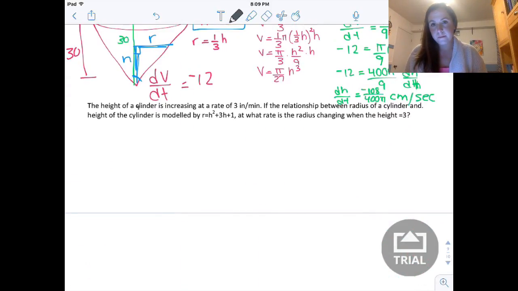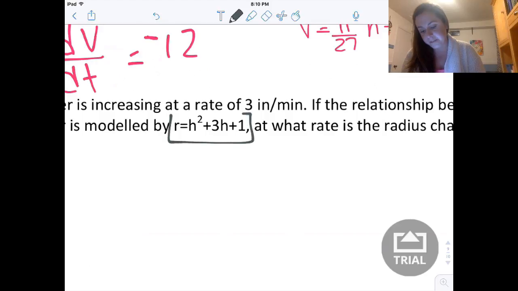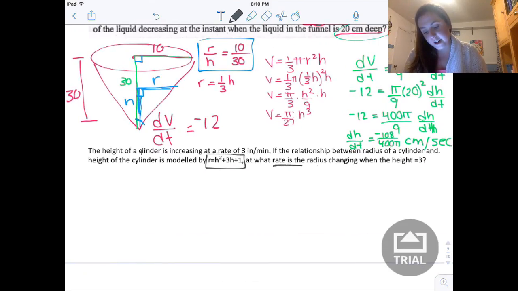Okay, lastly, we're talking about this one. They give you this function. They tell you radius depends on height. And they want dr/dt. And they gave you dh/dt. So people will overanalyze a question like this. You have everything you need here. They gave you this formula, right?